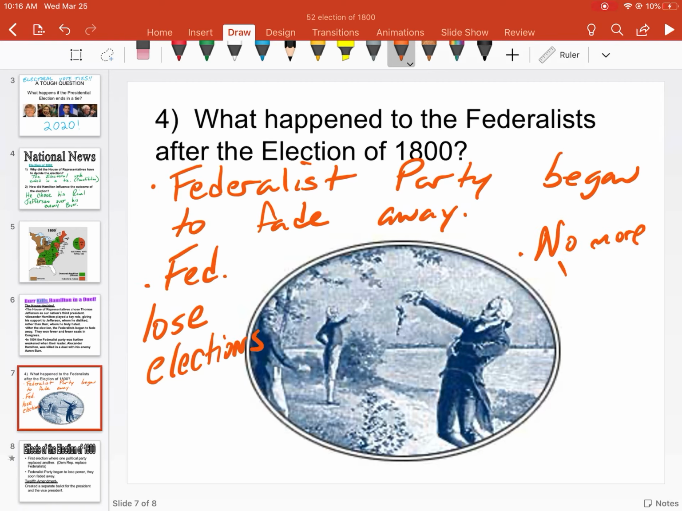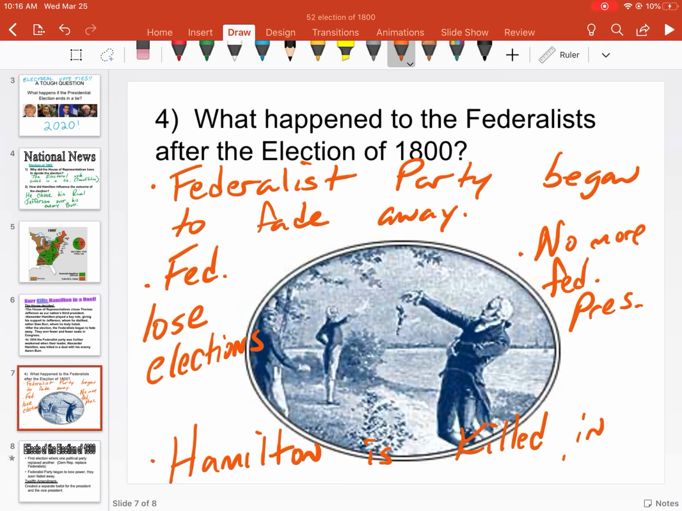No more Federalist presidents. And then, huge blow to the Federalists, Hamilton is killed in 1804. And this really spells the end for the Federalists.